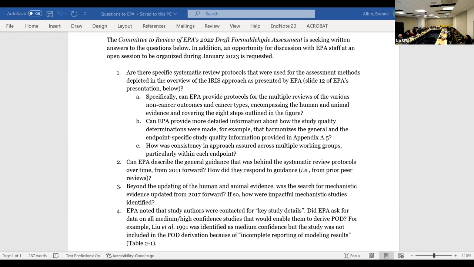So we had four epidemiologists on the team. So we were able to get good information that way.